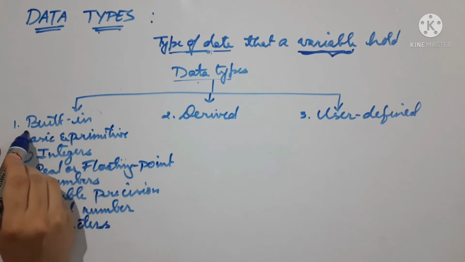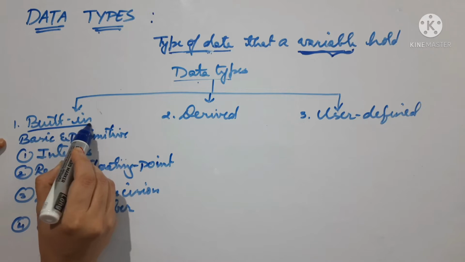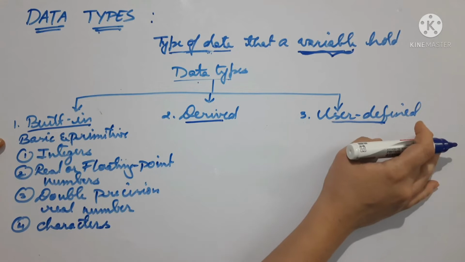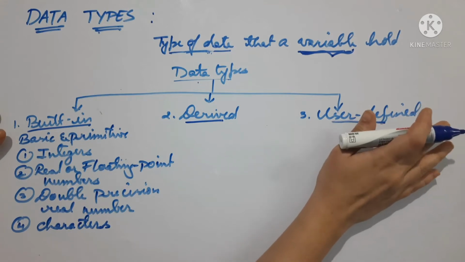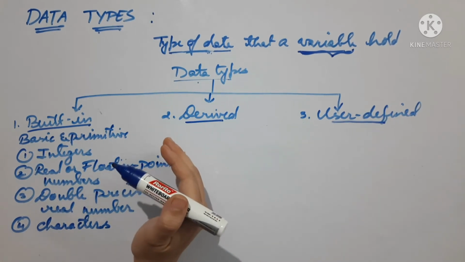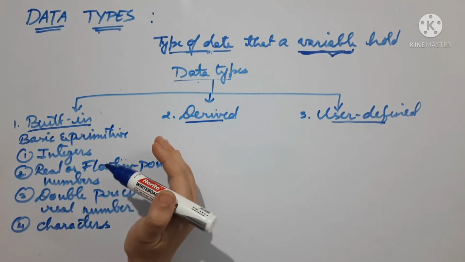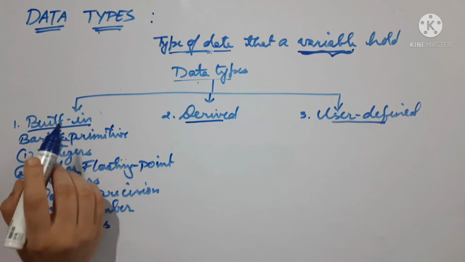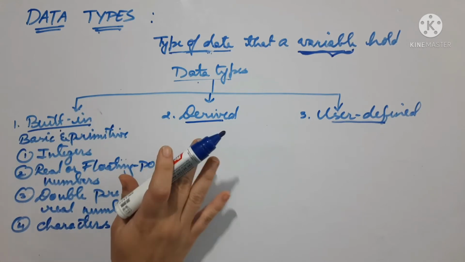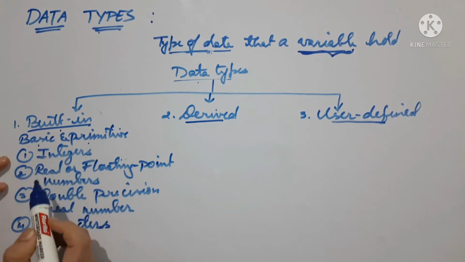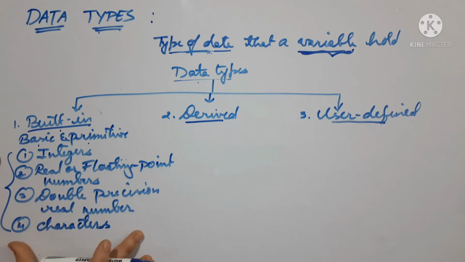The first important category is built-in data types. Second, derived data types. And third, we have user-defined data types. So these are broad categories of data types. Now we will be discussing in detail the built-in data types because they are most fundamental and basic, and we will be using them in our programs. The built-in data types, that means they are already present in my C compiler. They are the very basic and primitive ones. There are four important types in the built-in data types.